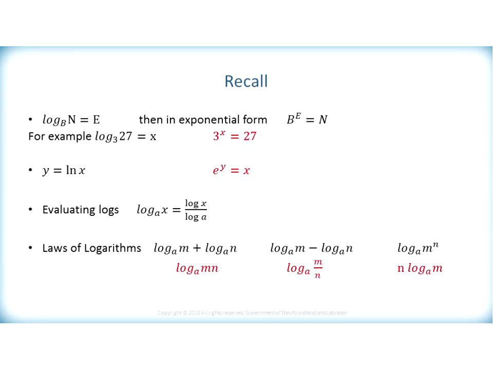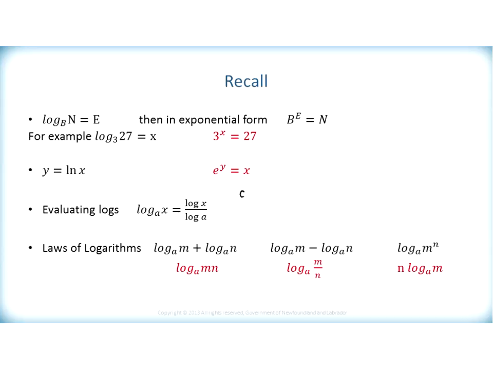So first of all, let's recall going from logarithmic form to exponential form. For example, we have log 27 base 3 is equal to x. Then when we put it in exponential form, it's the base to the power of x is equal to 27. If we're looking at a natural logarithmic function, the base is e, so e to the y equals x will be the exponential function. We're also going to look at the change of base formula.